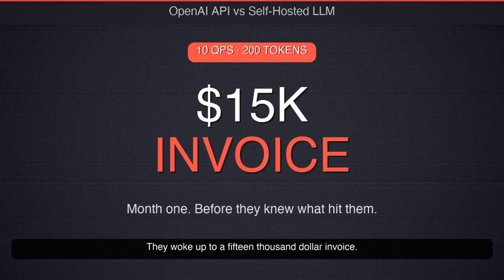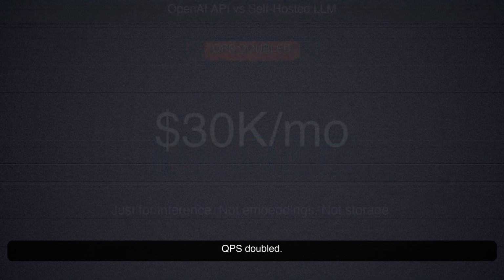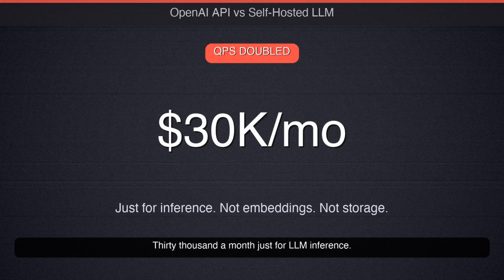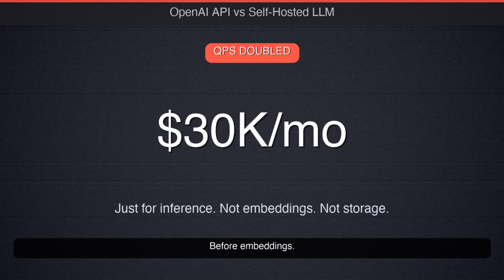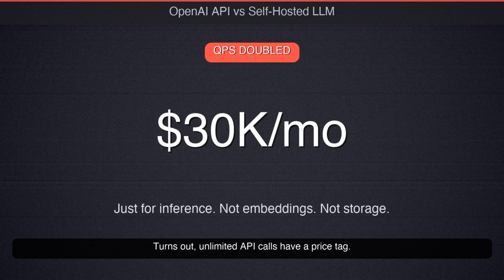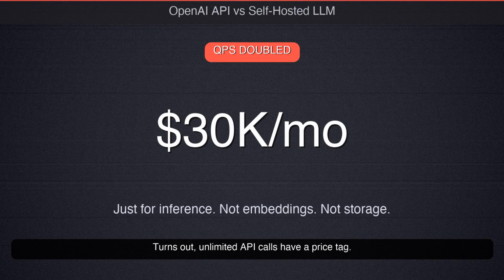A few months later, their QPS doubled, and so did the bill. They were staring down $30,000 a month. This was just for LLM inference. That's before embeddings, VectorDB, or any other infrastructure. It turns out, unlimited API calls actually have a price tag. The good news? The fix is simpler than you think.